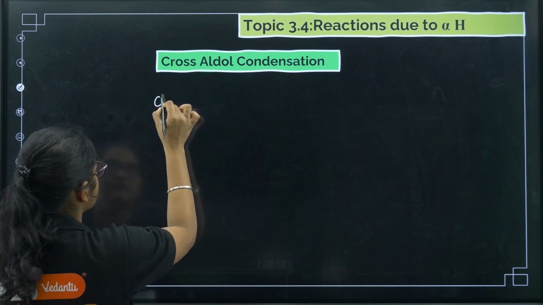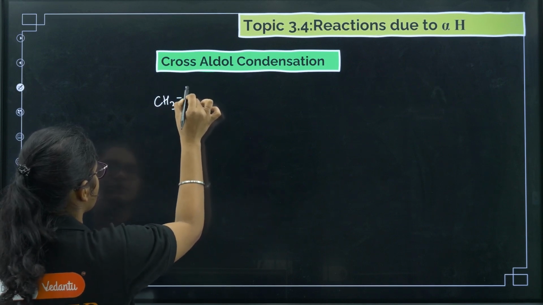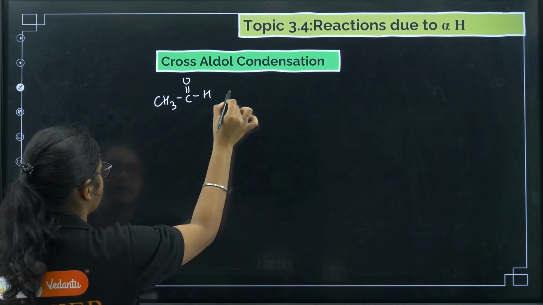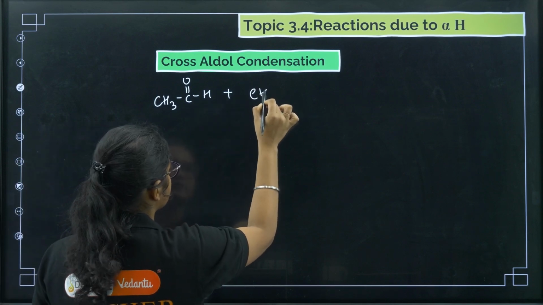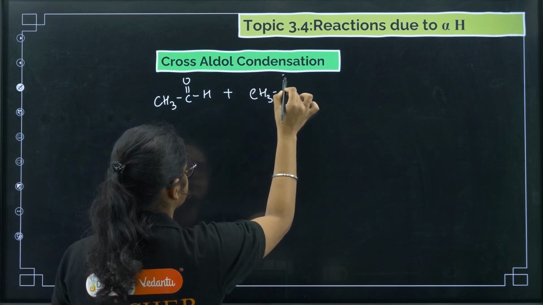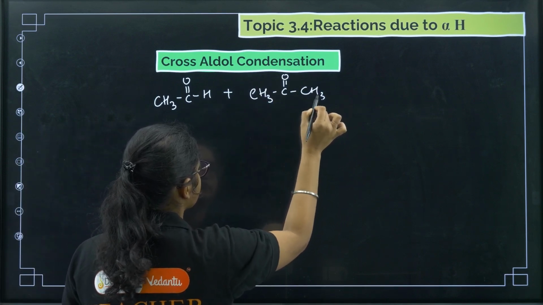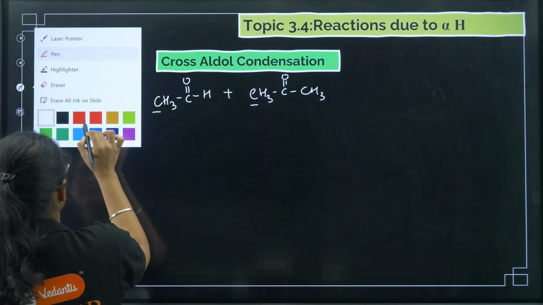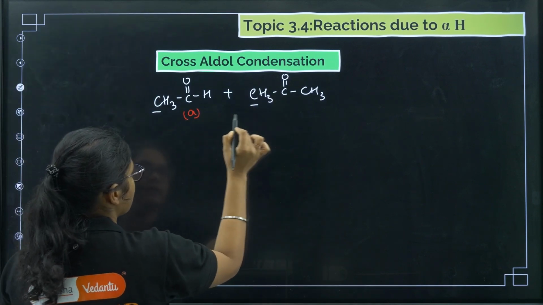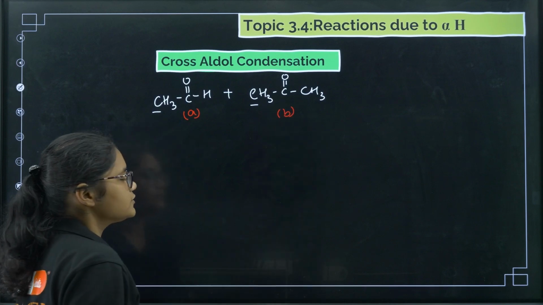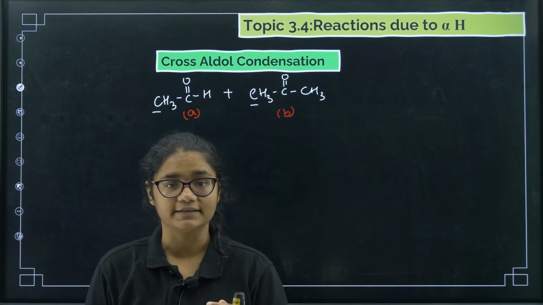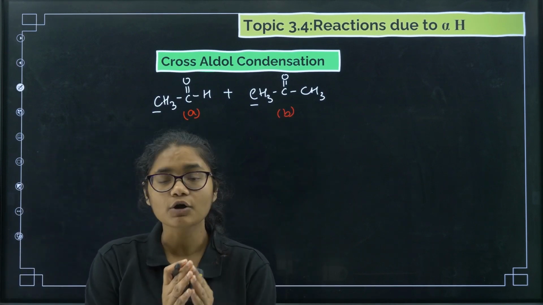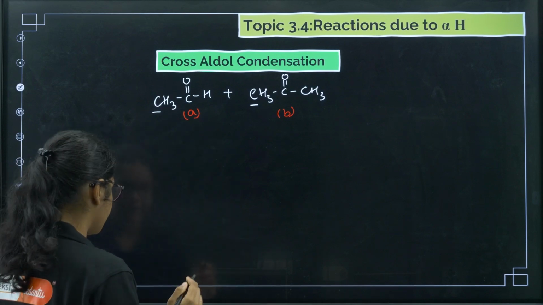Suppose I have the same CH3CHO plus CH3COCH3. Now you see this one has alpha hydrogen, and this one also has alpha hydrogen. So what happens? Let me number this one as A and this one as B. Now we will get 4 products in case of cross aldol condensation.